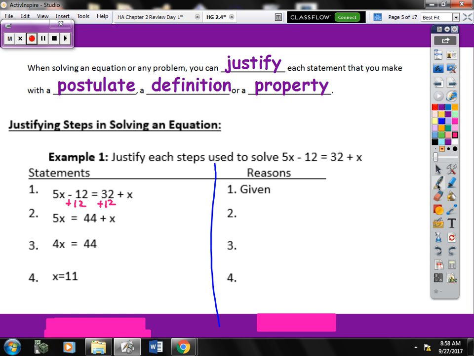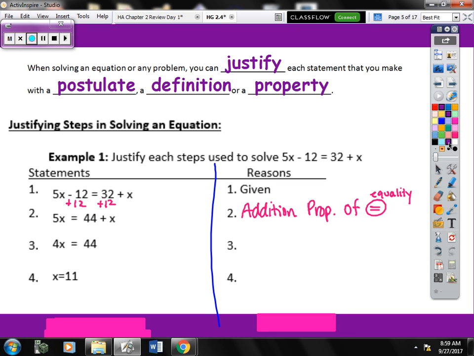Now, to shorten the writing, you can put addition property. You can abbreviate property with prop. And then instead of writing of equality every time, you can put of, and you can put a little equal sign instead of writing out equality every time. Okay, so again, what you did from line 1 to line 2 gets written on line 2.